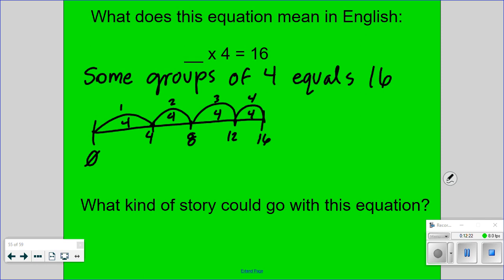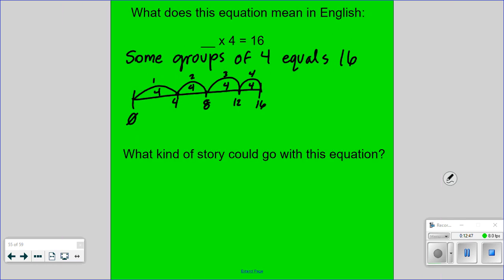I was able to figure out how many groups I needed. It's not a mystery anymore. It's 4 groups of 4 is equal to 16. All right, now we're on some of the tricky part, which is what kind of story could go with this equation. Remember, we don't know the number of groups. We just know what's in the groups.